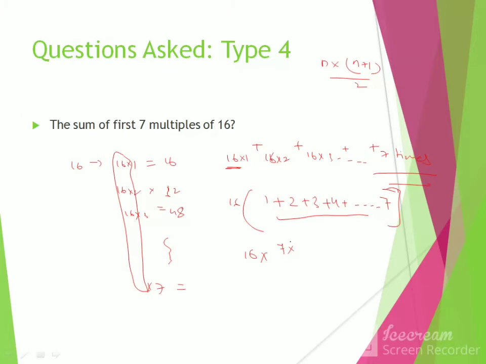Here n value is 7. 7 into 8 by 2. 2 fours are 8. This is nothing but 16 into 7 fours, which is 28.